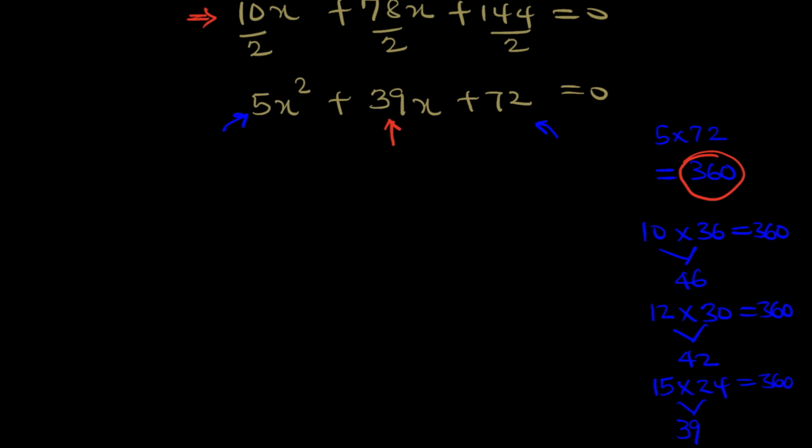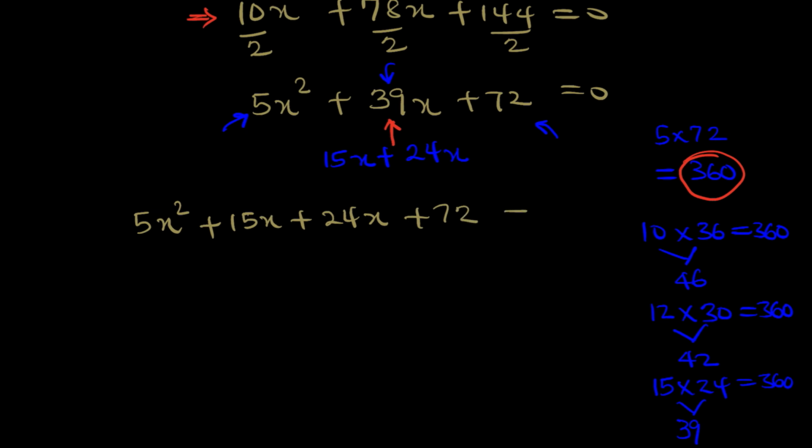So I will now need to break down 39 into 15 and 24, because the sum of these two gives me 39. So I have 15x plus 24x. Now the complete expression on the left hand side of the equation would actually be 5x squared plus 15x plus 24x, and then plus 72 is equal to 0.